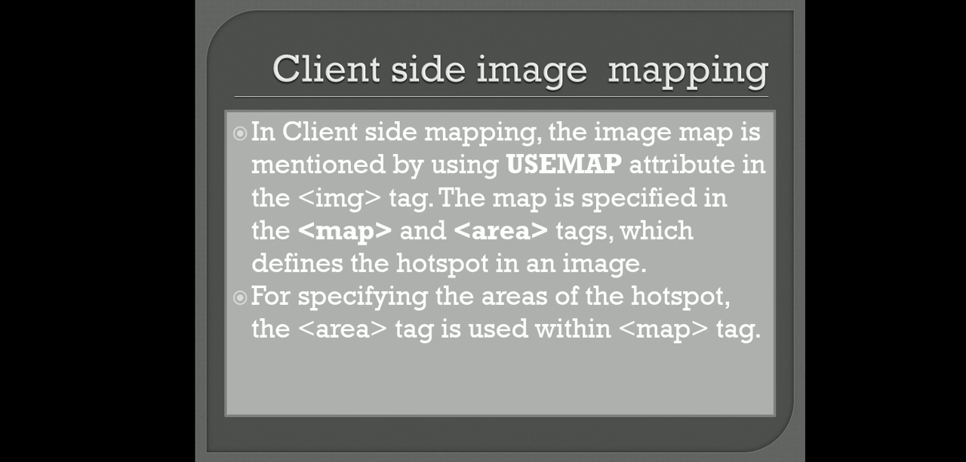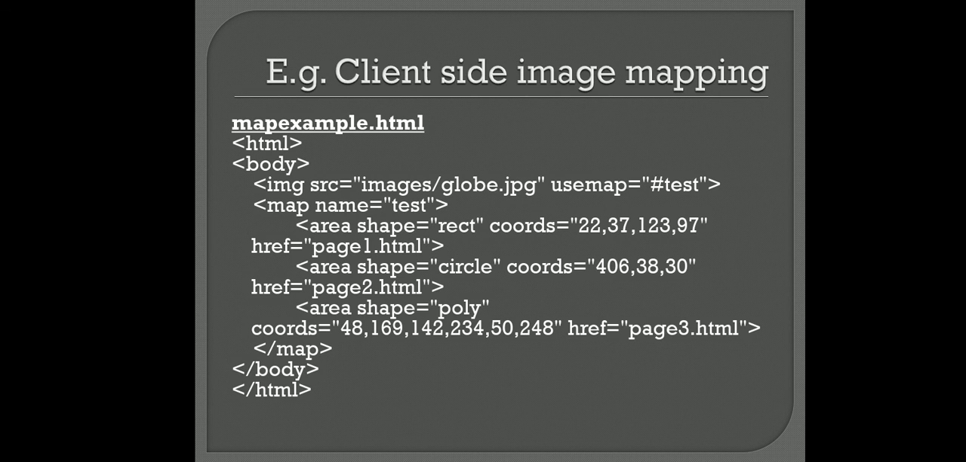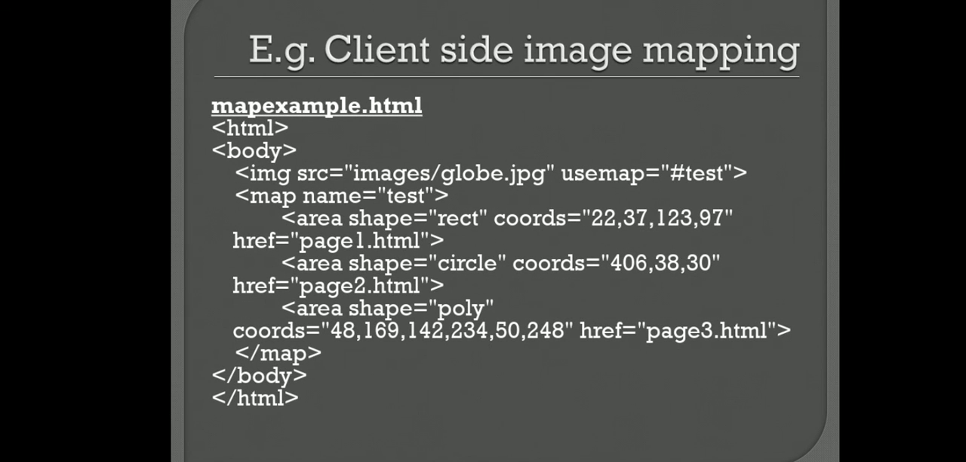Next we are going with the client side. In client side image mapping, we have the attribute usemap. Let me give you an example here. I have made an example, map example.html, and here for the image source I have given a globe image. For that globe I use the usemap attribute, and I have given the name as test, and in the map name I have also given test.